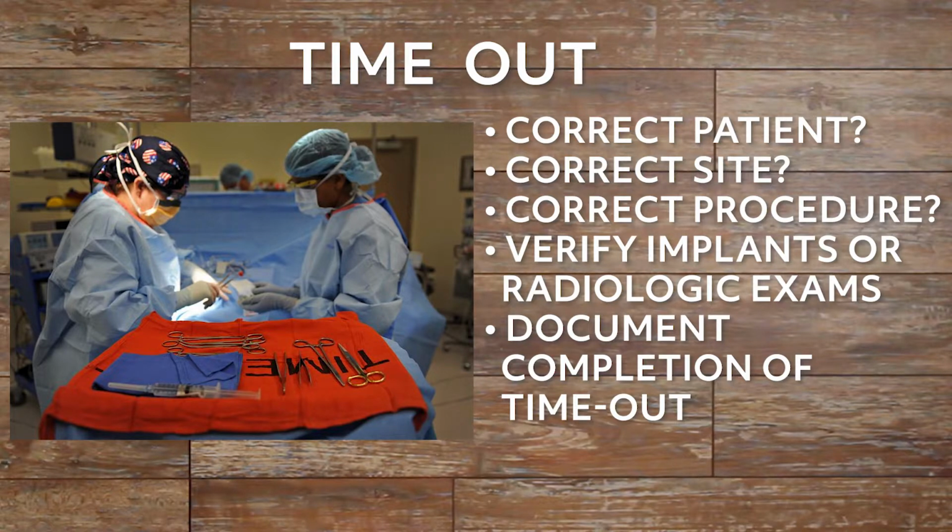Once the patient is prepped and draped in the OR, the circulating nurse usually initiates the timeout that takes place between the entire surgical team. The timeout is a verbal agreement that includes, at a minimum, the following: correct patient identity, correct site, and correct procedure to be performed. If implants or radiologic exams are involved, these should be verified at this time also. Document the completion of the timeout, indicating that everything has been verified and agreed upon.